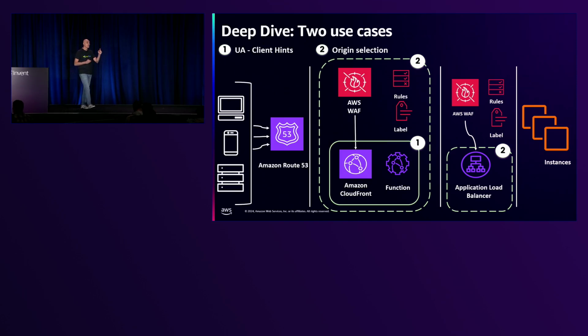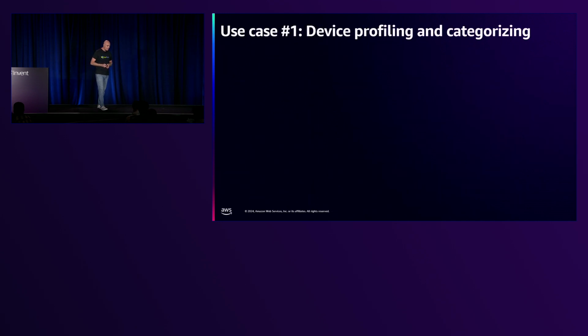It's not just how we retrieve the user agent, it's also how we identify who is sending this data. It can be a mobile, but it can be a server that's acting on behalf of a mobile. So let's drill down to the first use case.